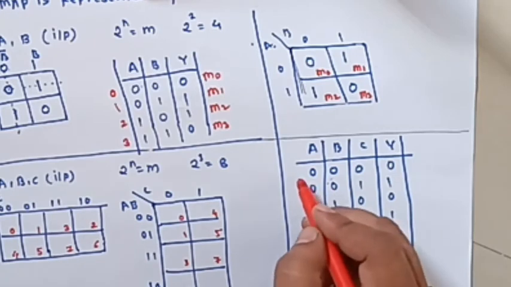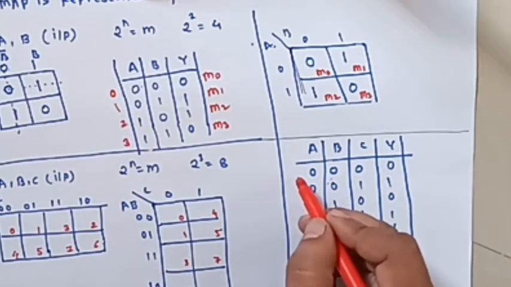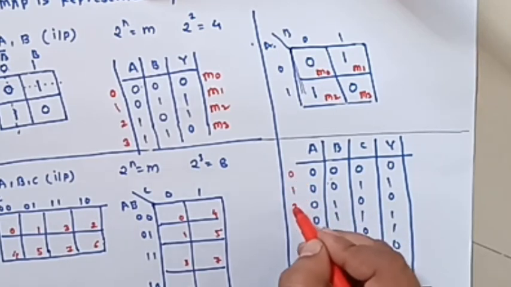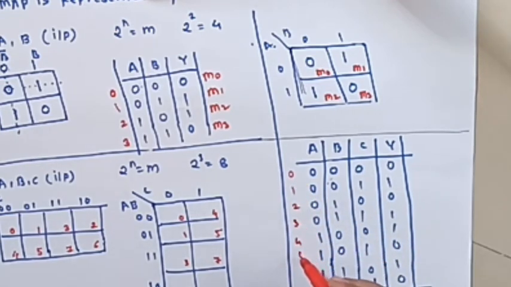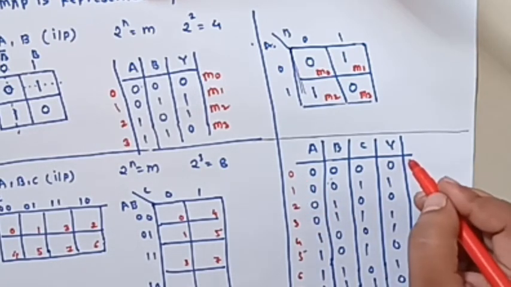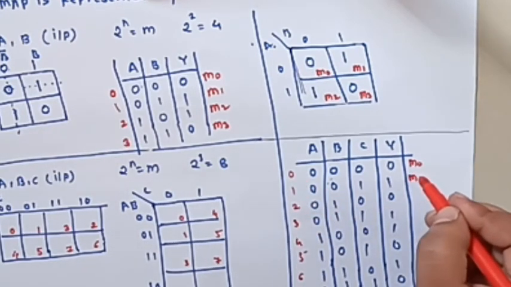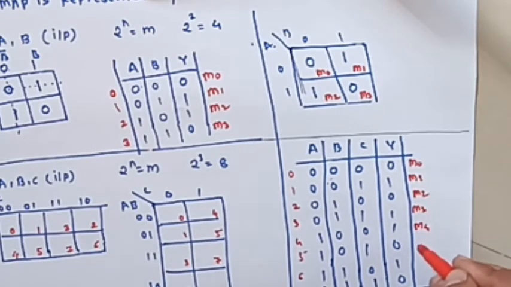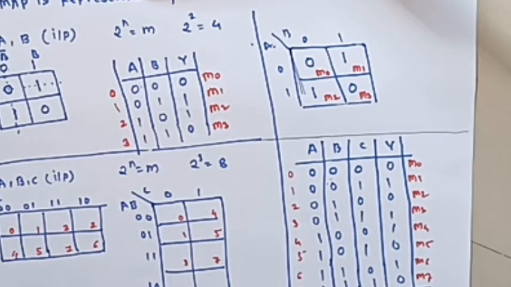Now number this as a decimal. So 0, 1, 2, 3, 4, 5, 6 and 7. Total 8 combinations. Here the min terms are M0, M1, M2, M3, M4, M5, M6, M7.